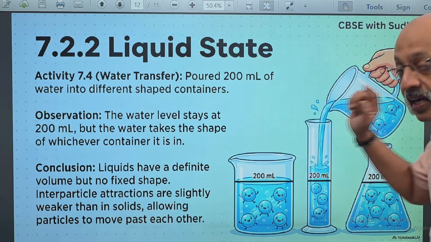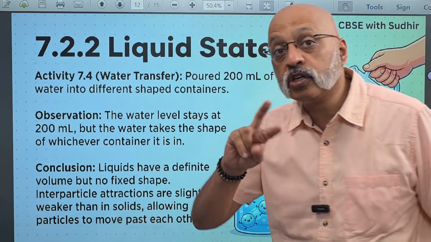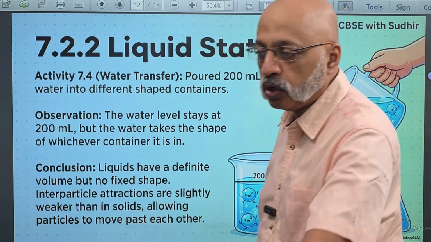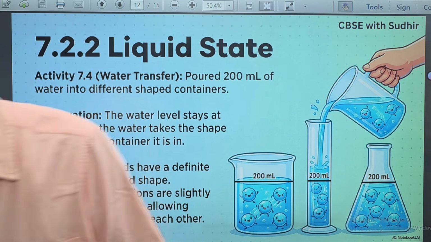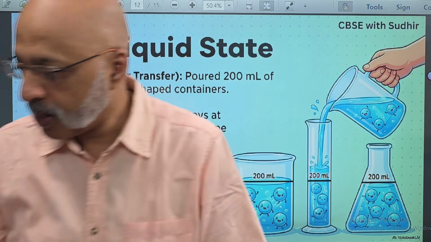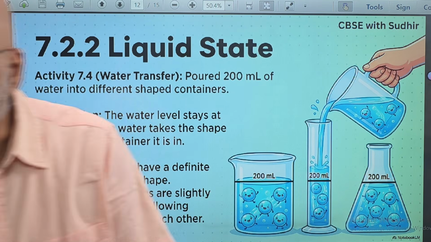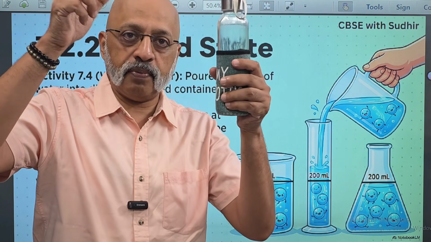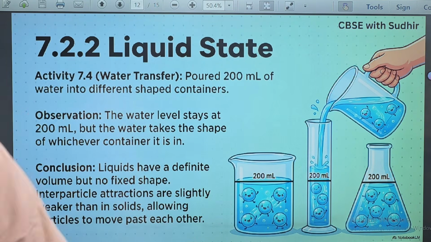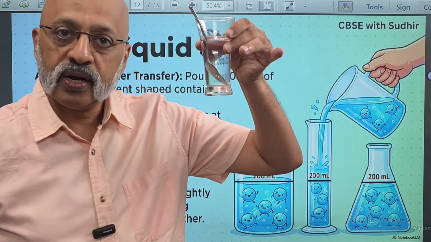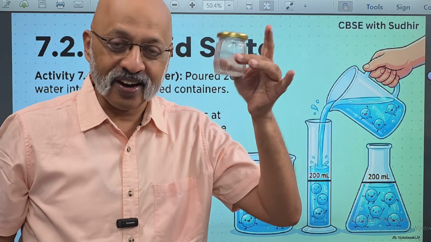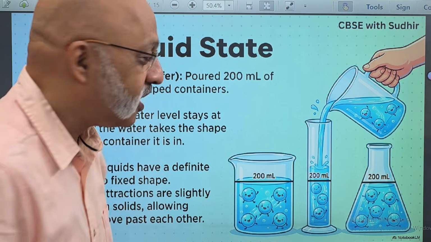Now, activity 7.4, we are talking about transfer of water. Pour 200 ml of water into different shaped containers. What I told you, right? For example, I have a bottle of this shape. I have poured and it has taken this shape. I have another bottle of this shape, a smaller bottle, and the water will take the shape of this bottle. And then, of course, I have this particular glass. I have also brought this particular container. So I've got a whole lot of things from the kitchen.